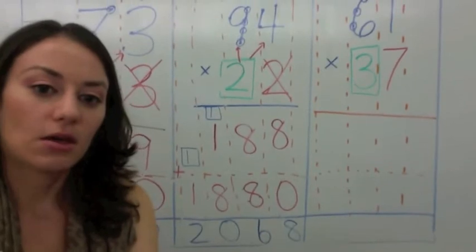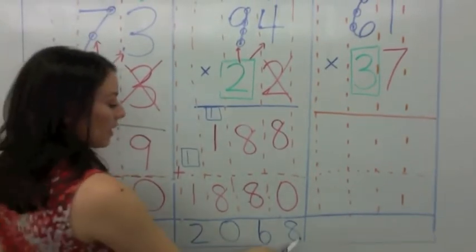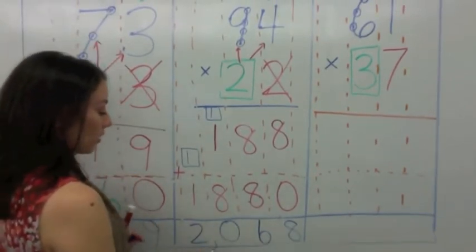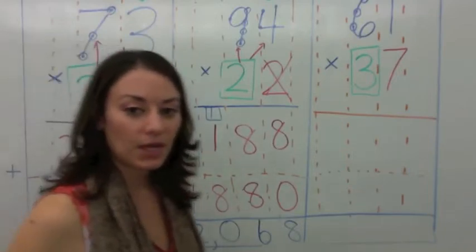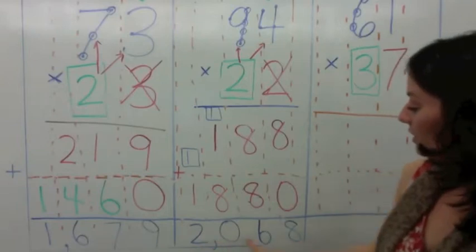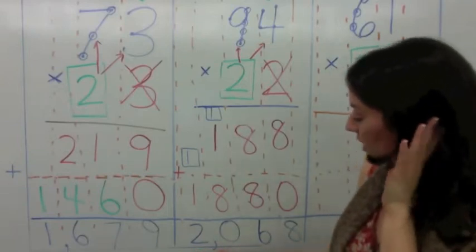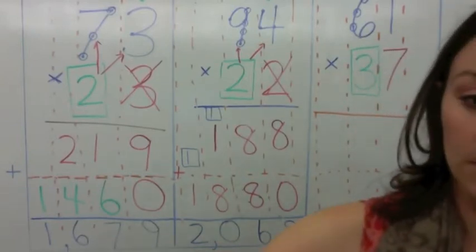Can we see that? All right. So now we're going to count back 1, 2, 3, and we're going to put a comma. So you're going to say 1, 2, 3, comma. Okay, so the answer is 2,068. What's the answer? 2,068. Very good.